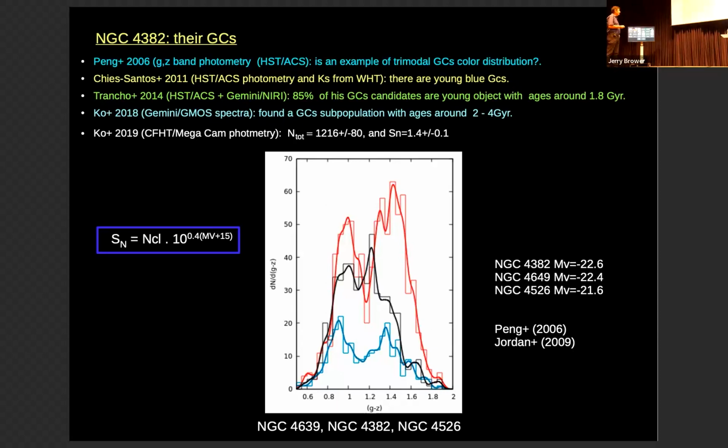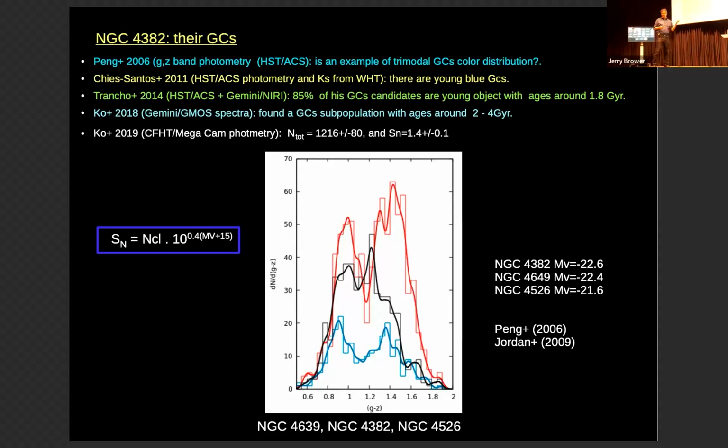You can see here the color distribution of this galaxy in black, and I will plot the color distribution for two other early type galaxies from Virgo, and you can see that the color distributions are really different. In this case, we don't see the typical bimodality, and it's clear here the presence of intermediate color globular clusters.